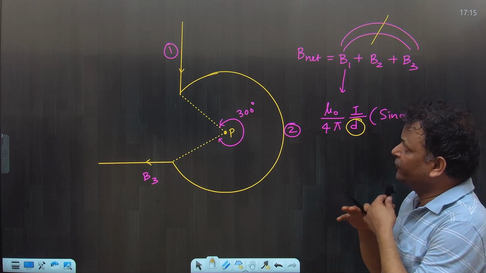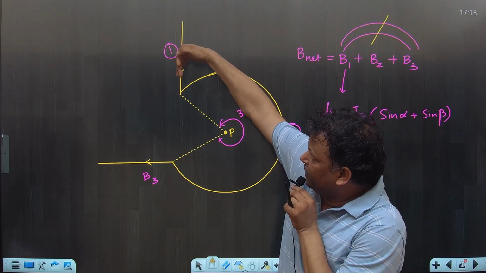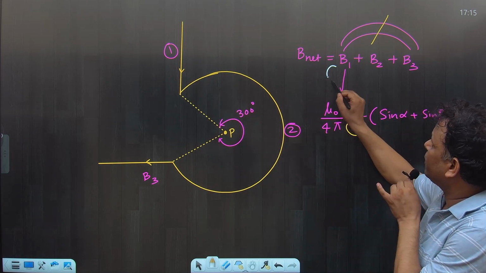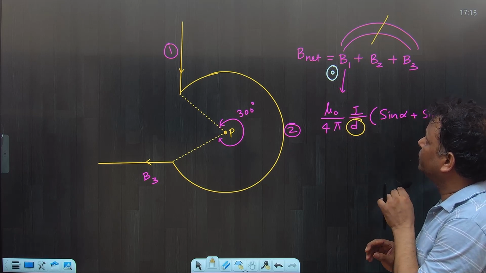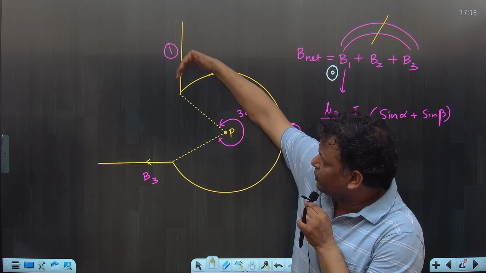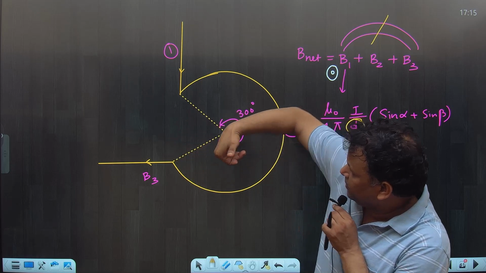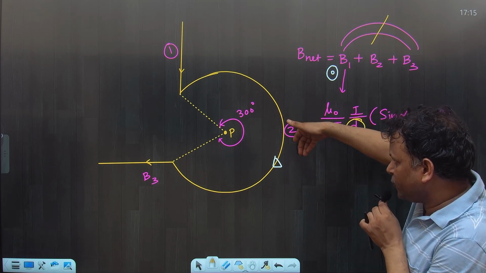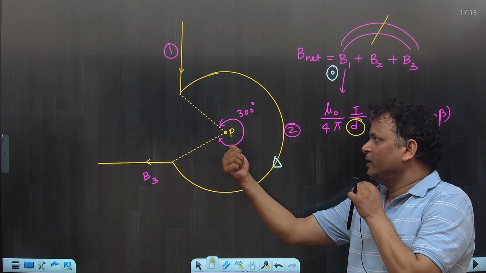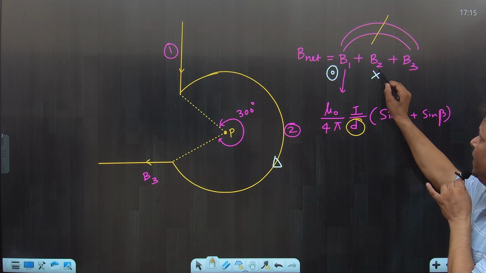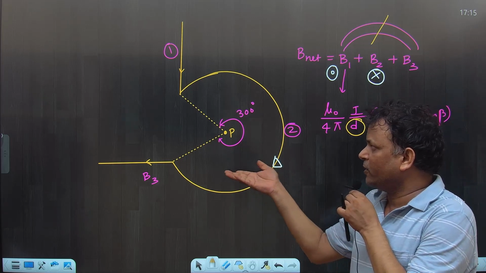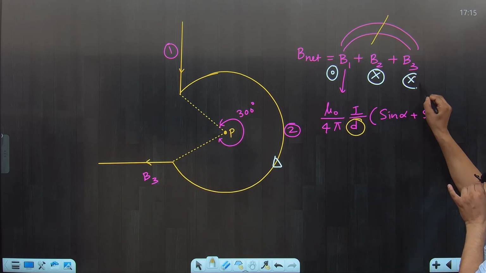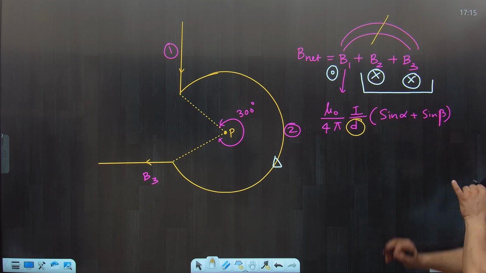As you can see, for the magnetic field due to wire 1, keep your fingers along the sense of current, turn towards P, it is coming out. So B1 is out of the paper. What about B2? Keep your fingers along the sense of current, turn towards P, your thumb is outside. And what about this current? Keep your fingers along the sense of current, turn towards P, and this goes into the paper. And what about B3? Keep your fingers along the sense of current, turn towards P, it goes into the paper. So your answer will be B2 plus B3 minus B1.